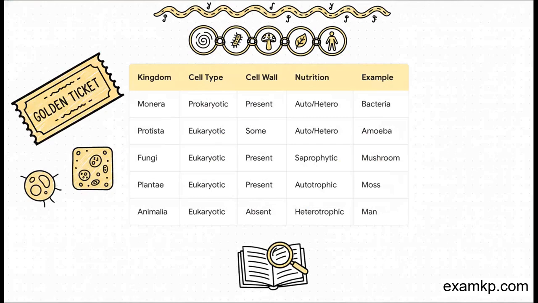Now, this table right here, this is your golden ticket. Biologists sort all life into these 5 major kingdoms. Now, pay really close attention to the features that make them different. For instance, look at cell type. Monera are prokaryotic, which is just a science way of saying they don't have a true nucleus. All the others are eukaryotic. They do. That's a huge difference.